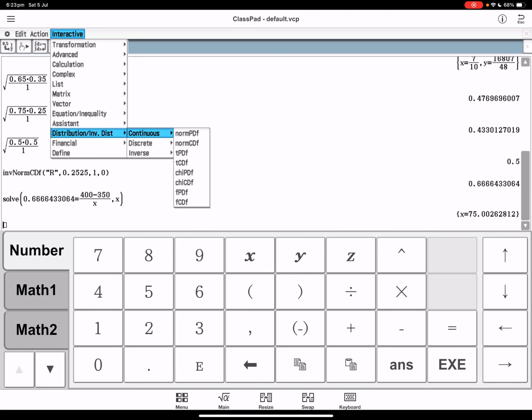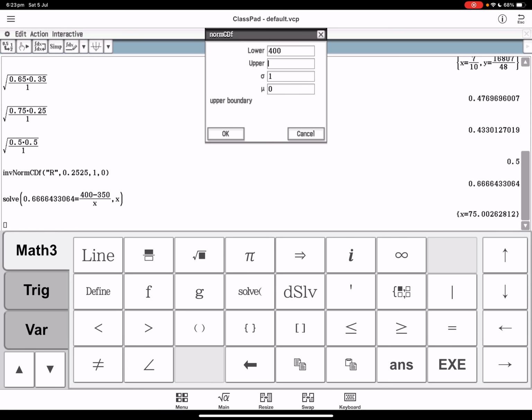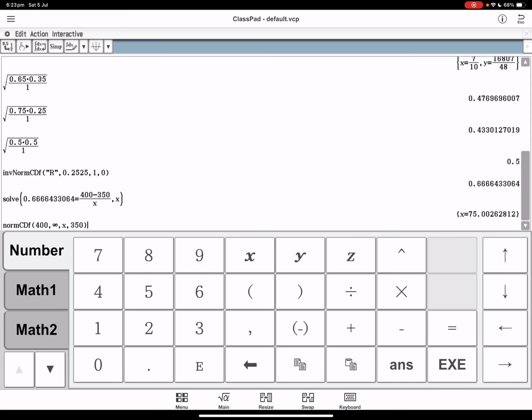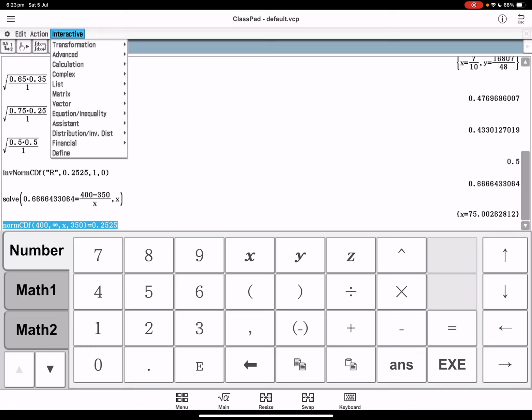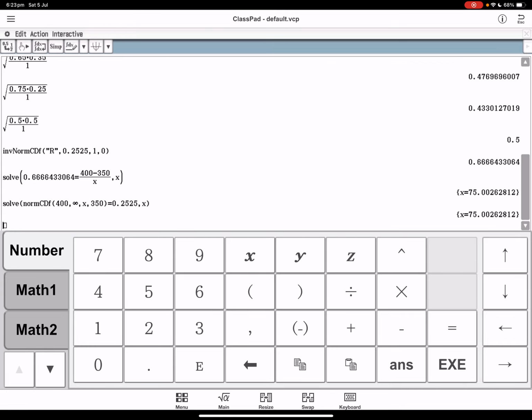Interactive, distribution, continuous, norm CDF, lower boundary 400, upper boundary is technically infinity. Standard deviation, I'm going to write down x, mean 350. All right, it will say error, whatnot, that doesn't matter. So we want this probability to be 0.2525. And then we just solve it. Alrighty, and there you go. You get the exact same answer.